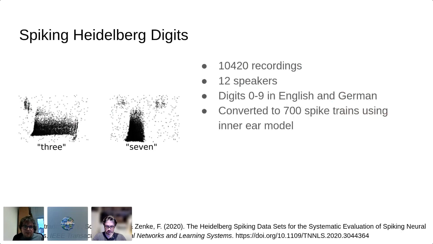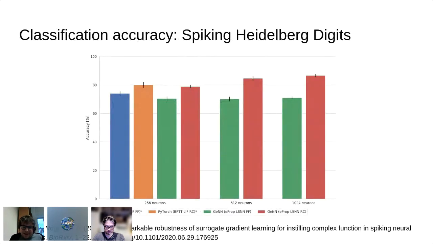Like a lot of people, we've been looking at the Spiking Heidelberg Digits. This is about 10,000 recordings with 12 speakers speaking the digits 0 to 9 in English and German. These are converted to 700 spike trains using a realistic model of the ear. We're comparing against some of the results from Friedman and Tim Vogel's paper from last year, where they trained small LIF neural networks using backprop through time. In short, using a feed-forward network, they achieved somewhere around 75% accuracy on this task, and around 80% if they use a recurrent network.